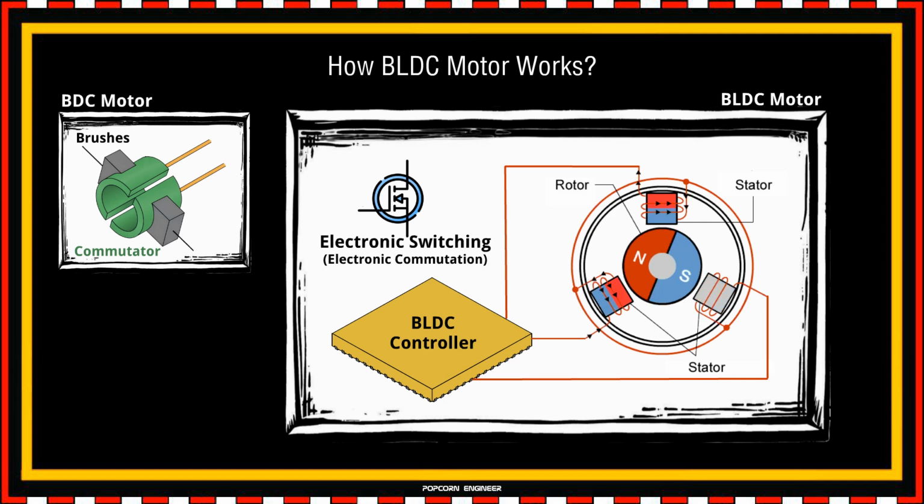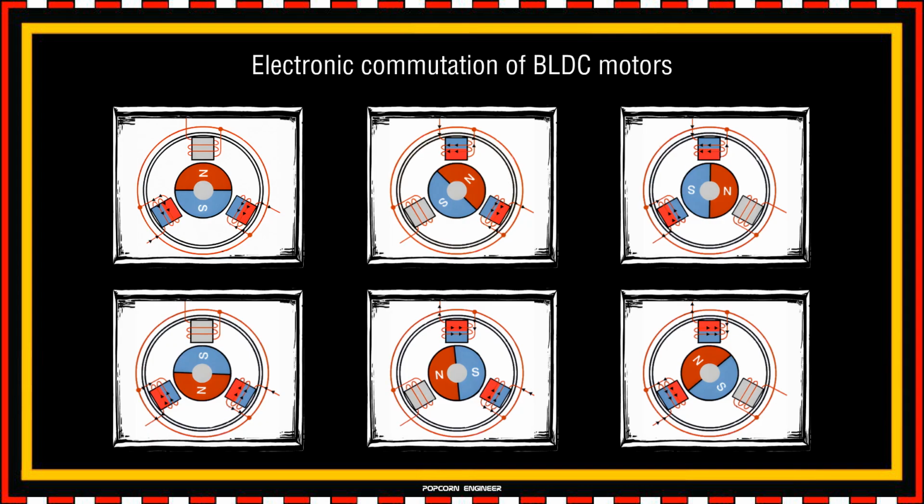Now we need another push to keep the motor spinning. Here comes the electronic switching. The controller changes the current path to the next coil in the stator, and the new coil is energized and the magnetic field shifts, pulling the rotor further. This process repeats in a precise sequence, creating continuous rotation. You see here how the controller is switching the current between the three phases, A, B, and C.